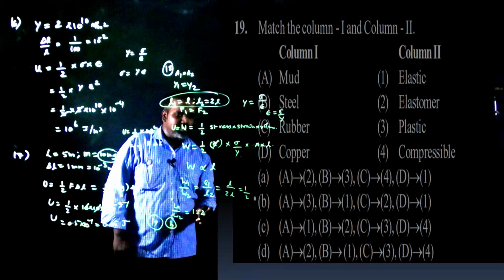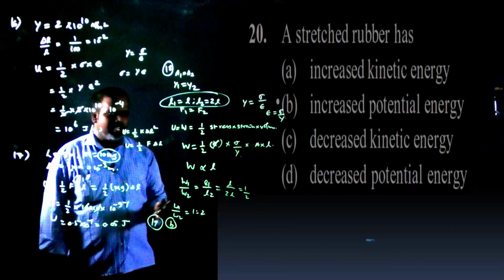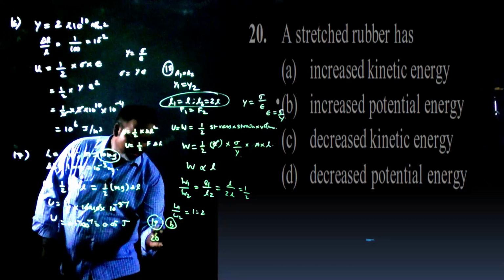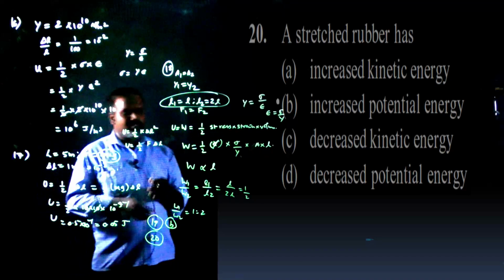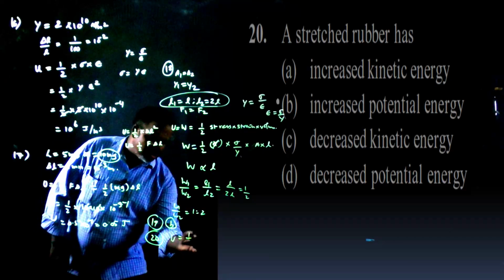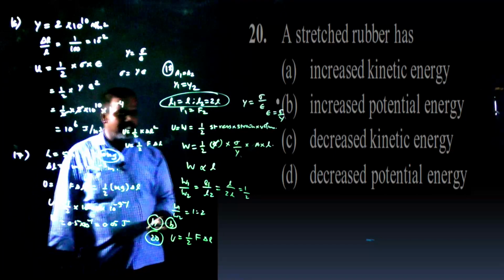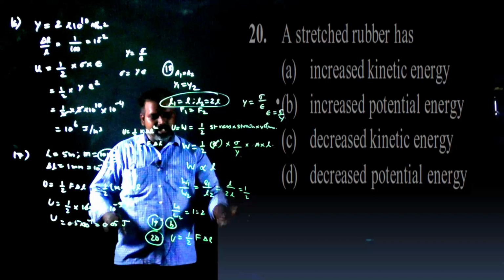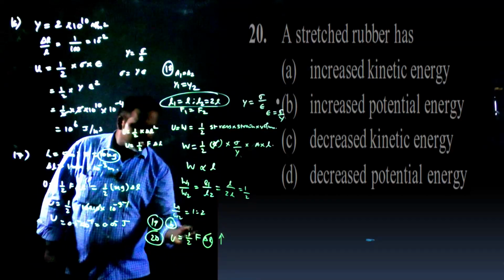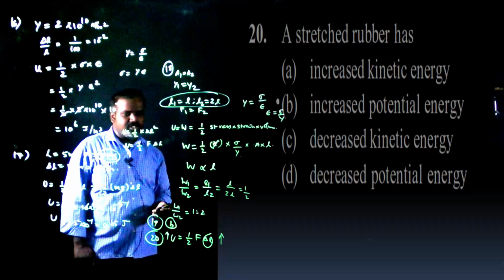Now please go for question number 20. Now you see a stretched rubber. We know that whenever a rubber is stretched, the external work done will be stored as potential energy, which is given as U equal to F average into delta L, that is F by 2 into delta L. Therefore whenever the rubber is stretched, delta L increases. So when delta L increases, the U also increases.